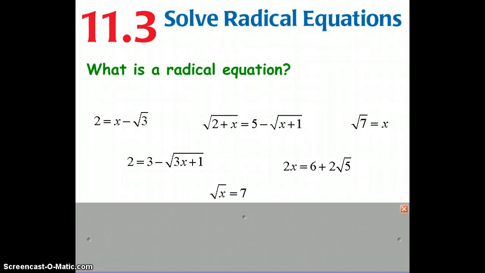And I want you to take a few seconds and take a look at these six equations and think about which one do you think is the radical equation, or some of them are radical equations. Maybe all of them, maybe none of them.